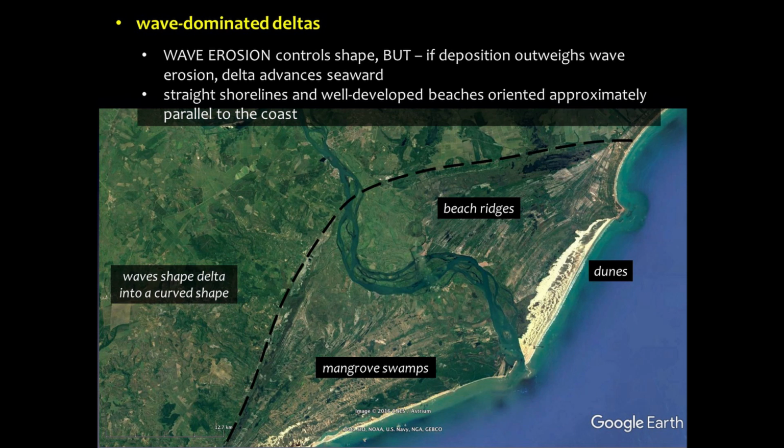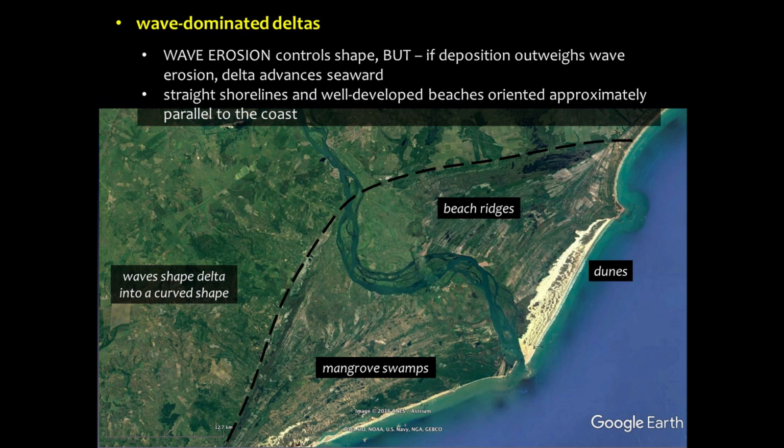Here in wave-dominated deltas, we see that wave erosion controls the shape. So that river is still bringing in sediment. We might have tides occurring, maybe not a great tidal regime, very low tidal range. But what we see here is wave erosion shapes the delta. So that sediment gets brought out to the mouth of the river, deposited there, and then wave activity retakes that sediment and moves it in different directions.